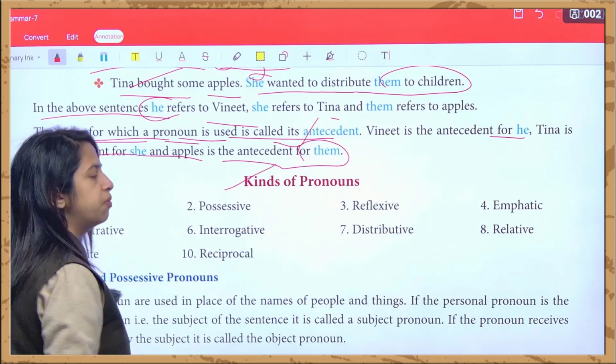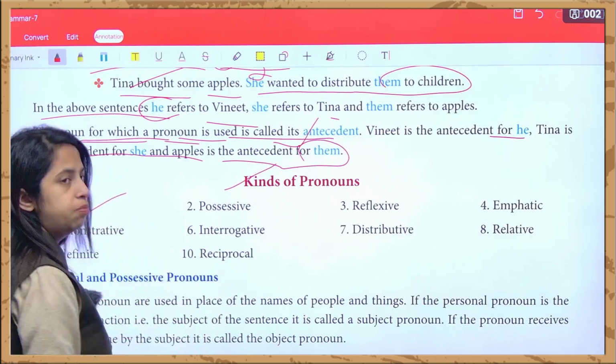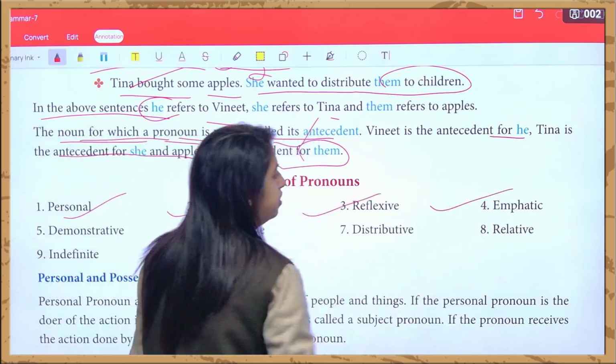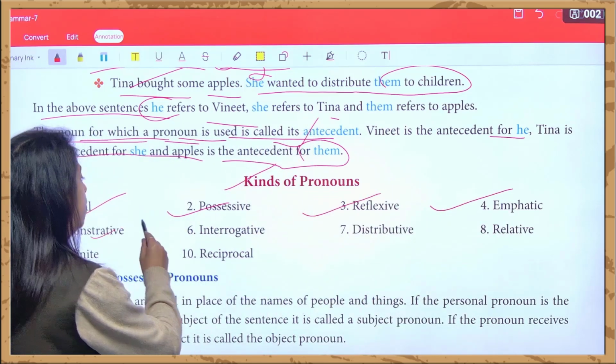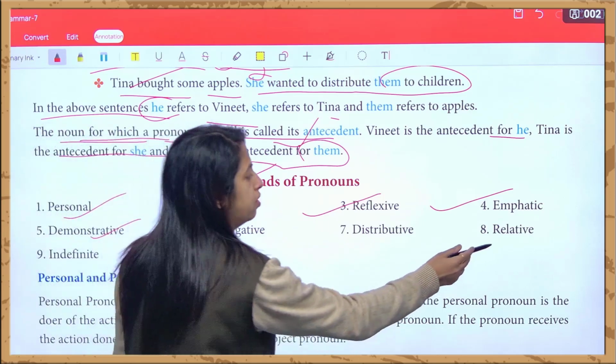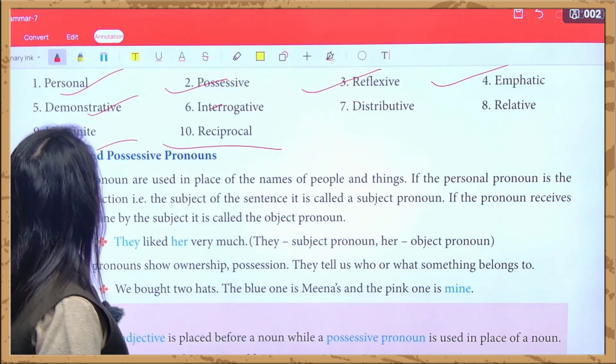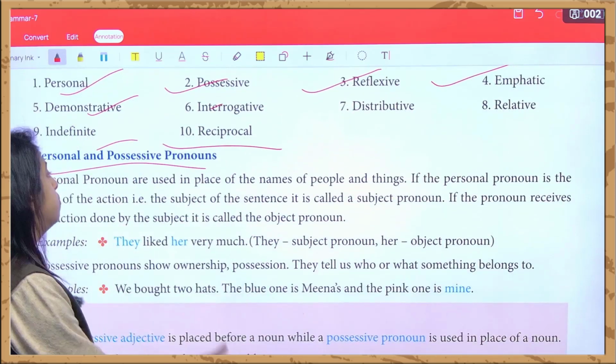What are the kinds of pronouns? First, we'll be studying about personal pronouns, right? Then possessive, then reflexive, then emphatic, then demonstrative, interrogative, distributive, relative, reciprocal, and indefinite. So let's just begin with the personal and possessive pronouns.